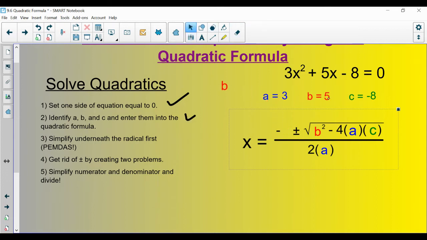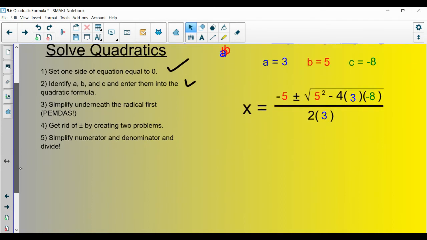We need to enter them into the quadratic formula. So instead of b here, we're going to have 5. Instead of b there, we're going to have 5. And instead of a there, we're going to have 3. And negative 8 goes there. And 3 goes there. You are definitely going to want to have your calculator here.